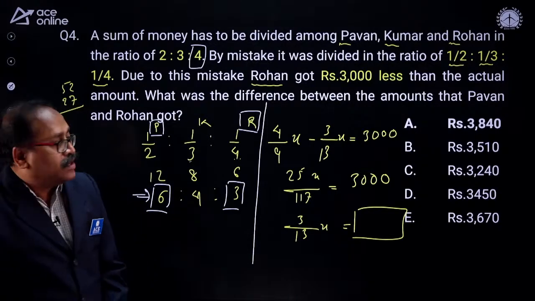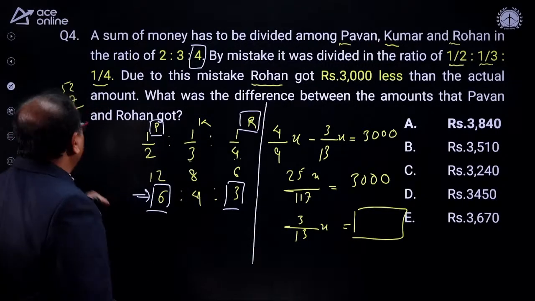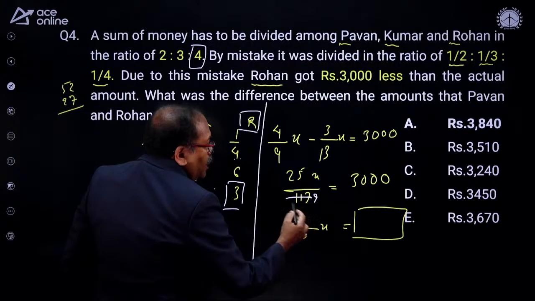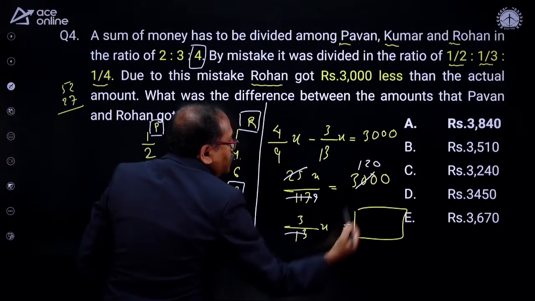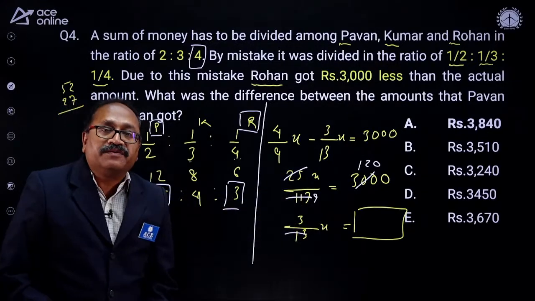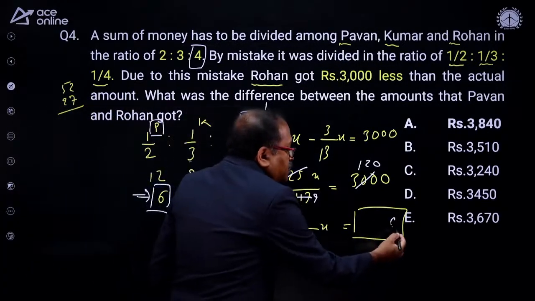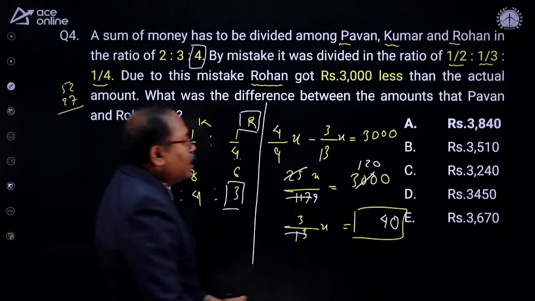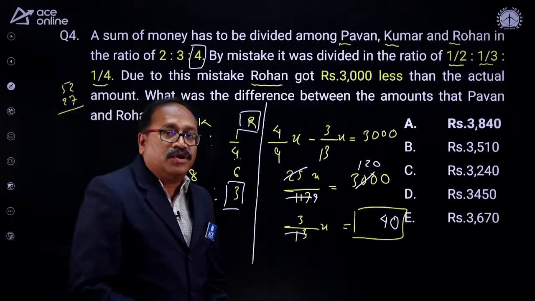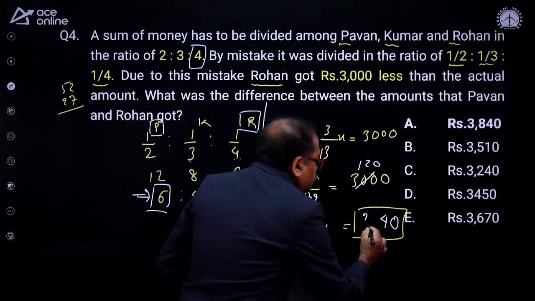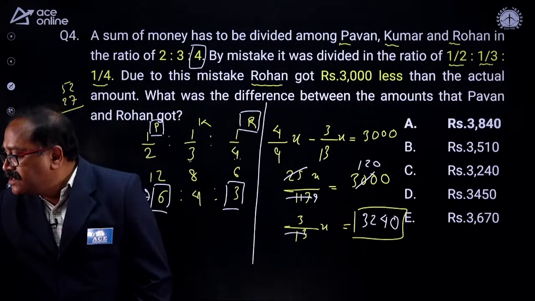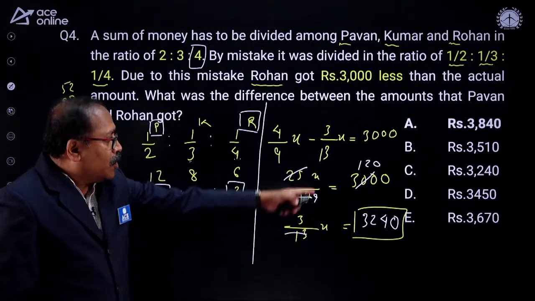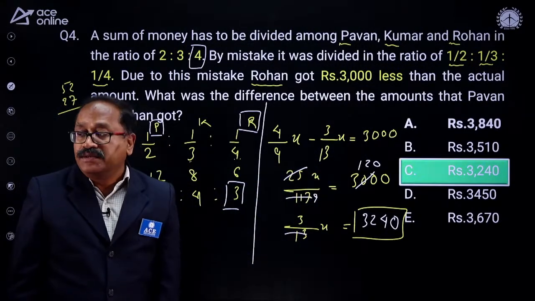Anyone answer the question? Are you understanding, my friends? Now let's cancel this. And it's so easy. This gets cancelled 9 times and with 25 this gets cancelled 120 times. So 9 times 3 is 27 and 27 into 120. That comes to 3240. Option choice C. This is the answer.